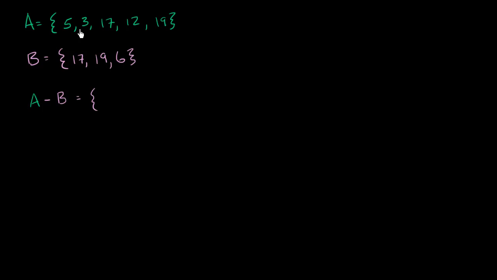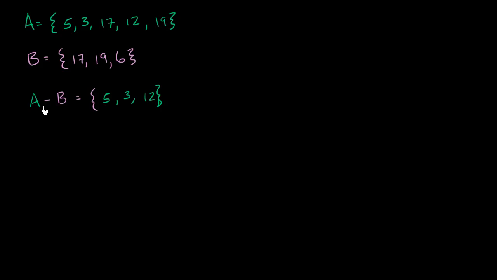Well, that means let's take set A and take out the 17s, the 19s, and the 6s. So we're going to be left with the 5, the 3, we're not going to have the 17 because we subtracted out set B. 17 is in set B, so take out anything that is in set B. So you get the 5, the 3. See, the 12 is not in set B, so we can keep that in there. And then the 19 is in set B, so we're going to take out the 19 as well. And so this right over here is set B subtracted from set A.